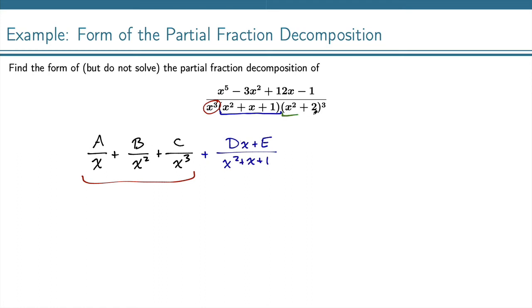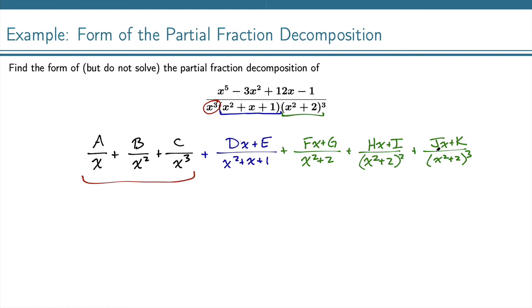And then our last factor here, we've got an x squared plus 2, which also is an irreducible quadratic. And so we know that we're going to have that in the denominator, but you'll notice that it has an exponent of 3 on it. So we also need to work our way up to that exponent. So we have it squared and we have it cubed. And again, because it is an irreducible quadratic, the numerator will look like this. So Fx plus G, Hx plus I, Jx plus K. Okay. So that's the form of the partial fraction decomposition.